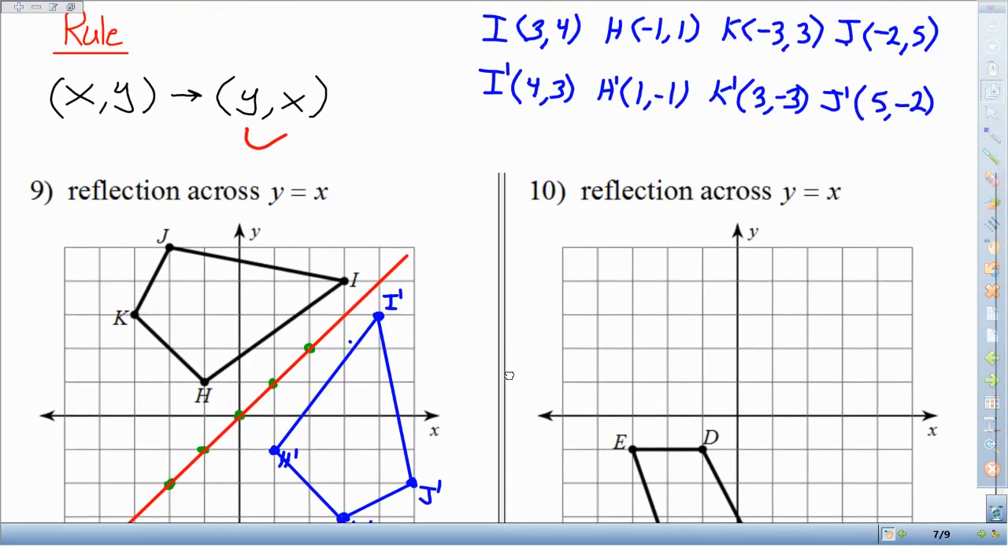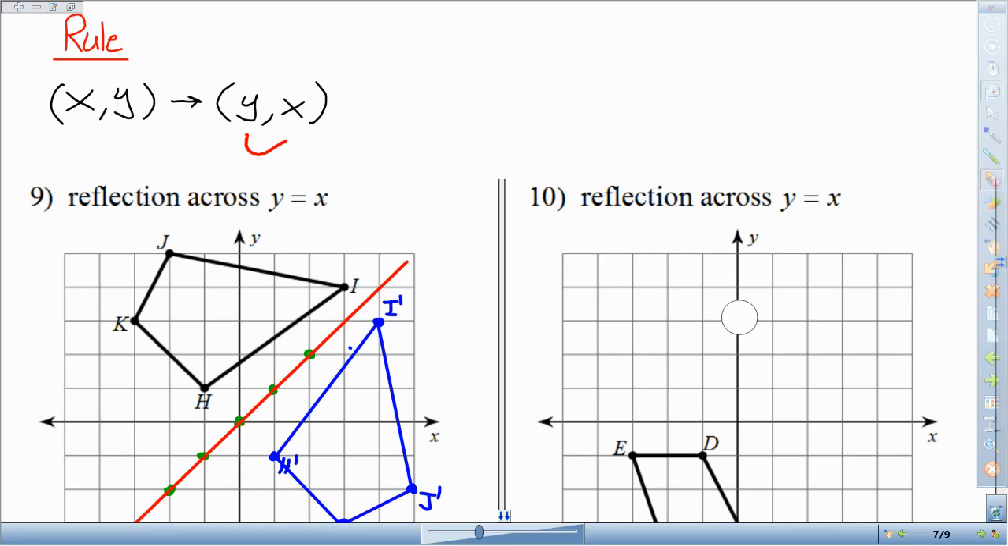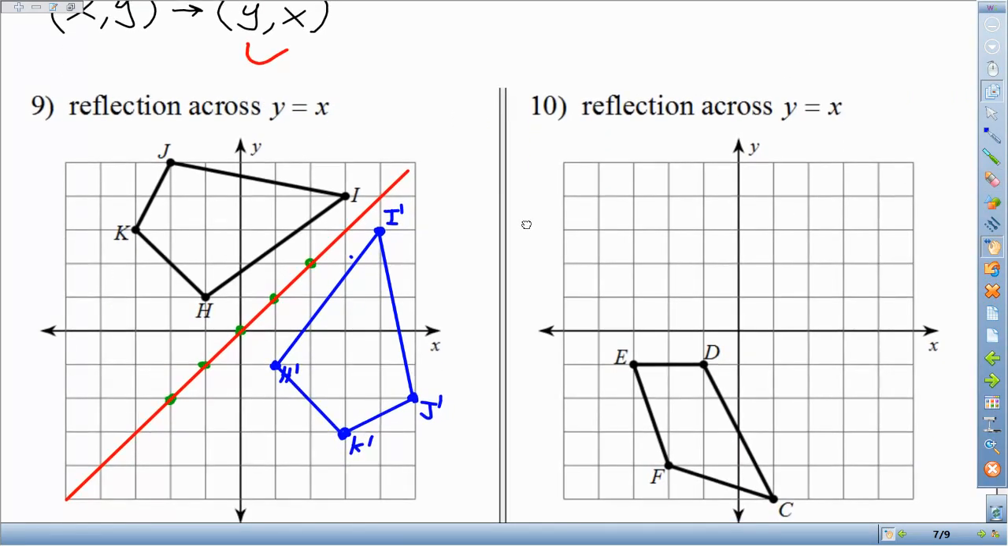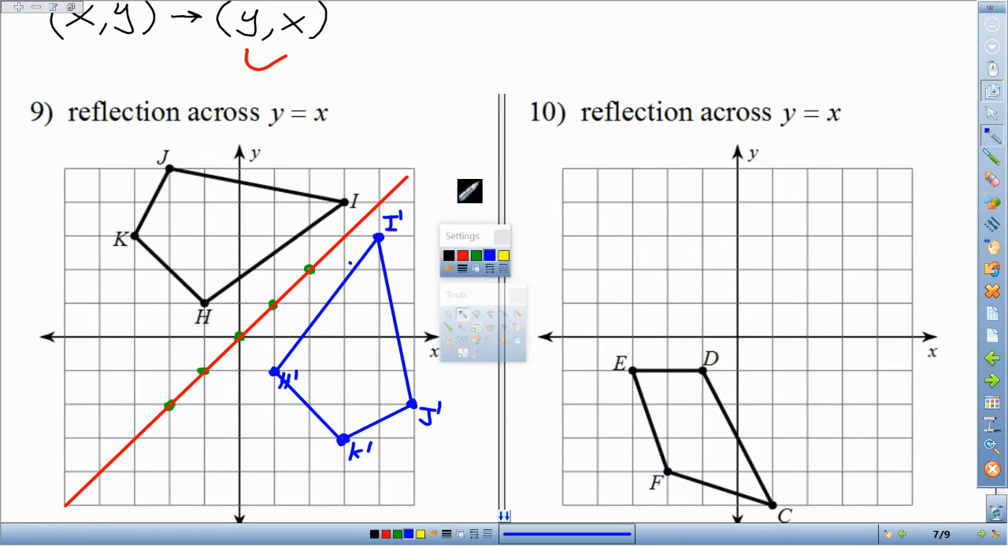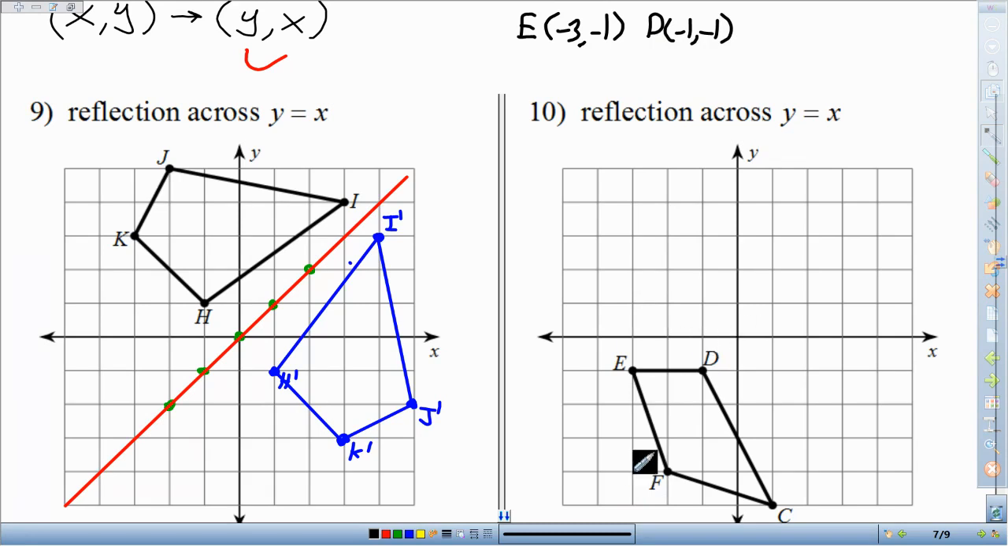Let's see, I think I'm going to erase this. I'm going to put it up here because I'm kind of running out of room here. Okay, so plotting our points here. Let's see, original, I'm going to do this quick. E is at -3, -1. So I'm going to make these ones black this time. Okay, so -3, -1. D is at -1, -1. F is at -2, -4. And C, +1, -5. Okay.